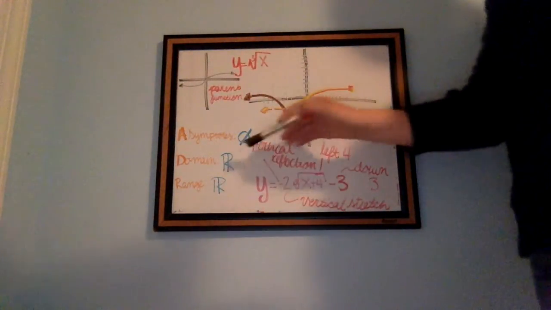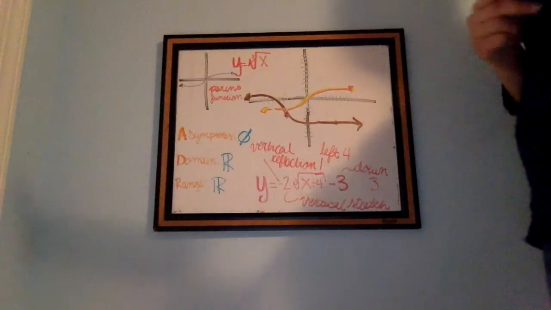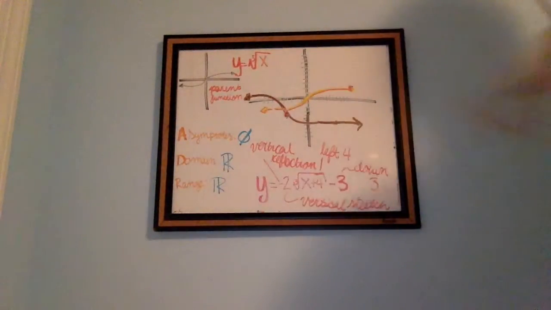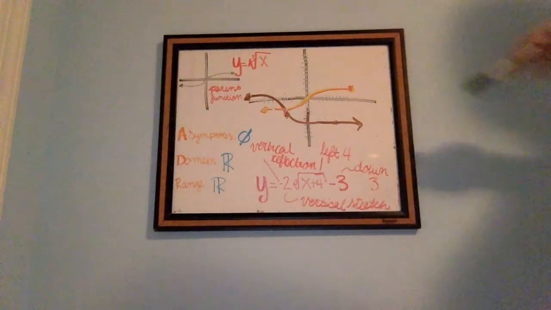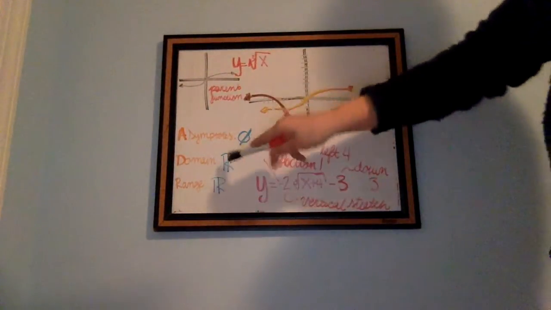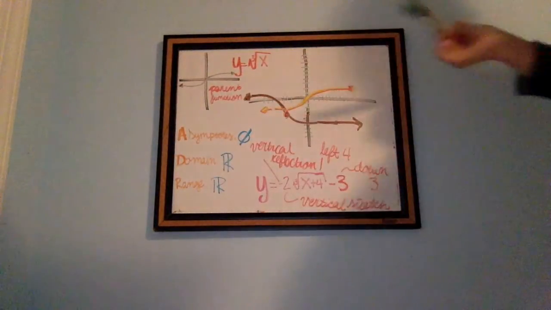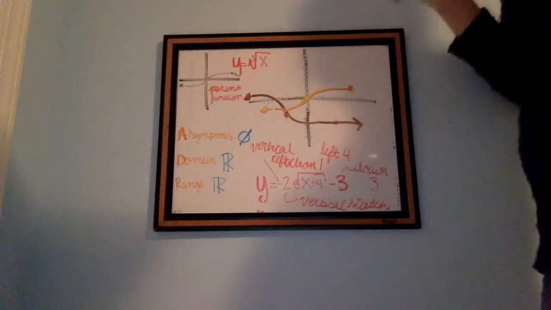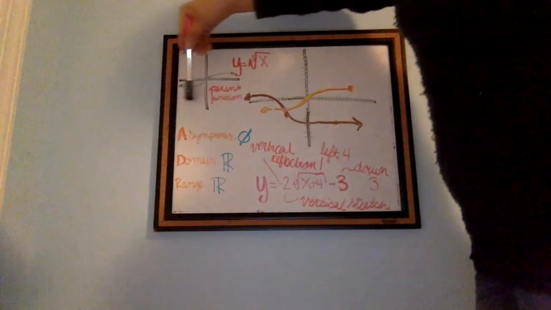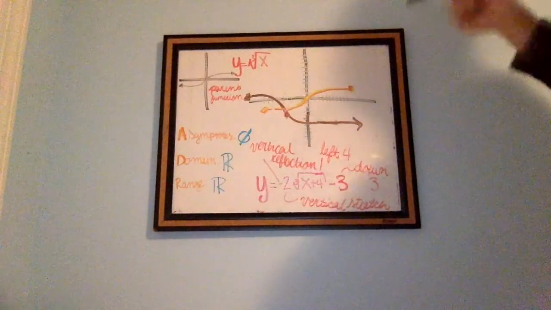So we go down to the domain, and since this graph has arrowheads, you can see that it can keep going and going and going. It really is this little fancy symbol, which means all real numbers. When it says all real numbers, it's because the graph just goes on and on, so it really can go up to infinity.